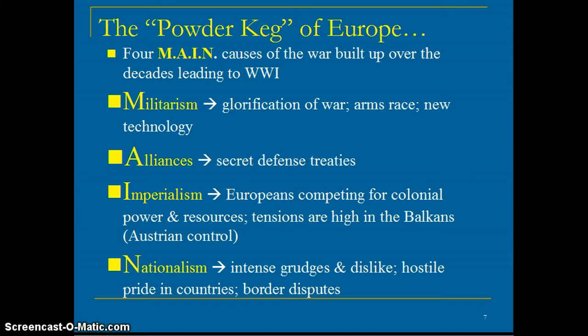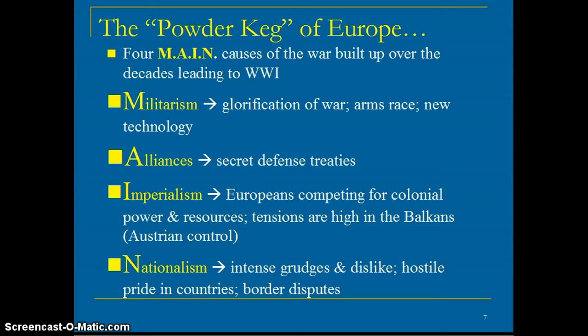Remember this one, main, check it out, it's an acronym. Militarism: the glorification of war, the arms race, the new technology, all the stuff that the Europeans have been building up. They're boys with toys. They want to use those toys. Big guns to blow up big holes and to kill a lot of people. It's just a matter of time before they get the chance to use them, and they're going to create a chance.